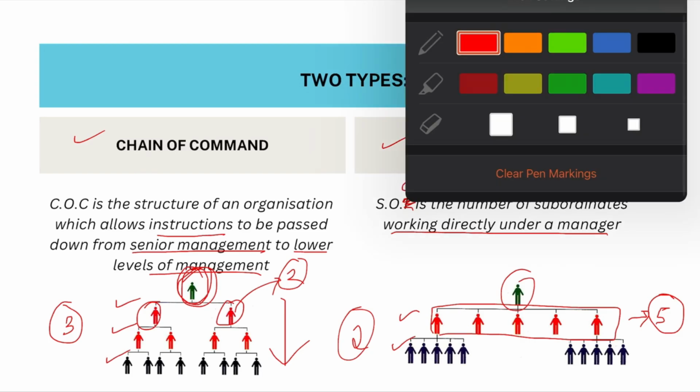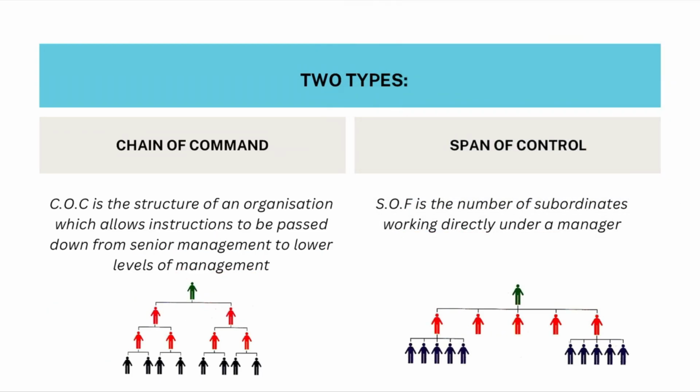So now that we know what both of these mean, there are two types of organizational structures. Firstly, we have structures that have a long chain of command and a narrow span of control, which is this one. And the second type is when we have a short chain of command but a wide span of control, which is this one right here.